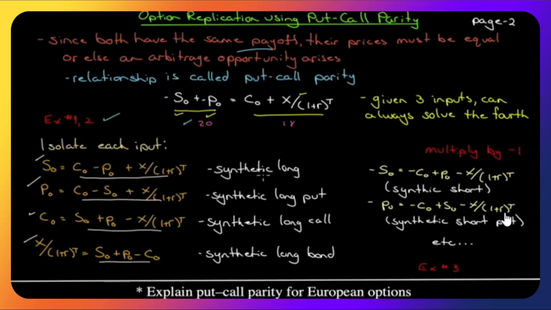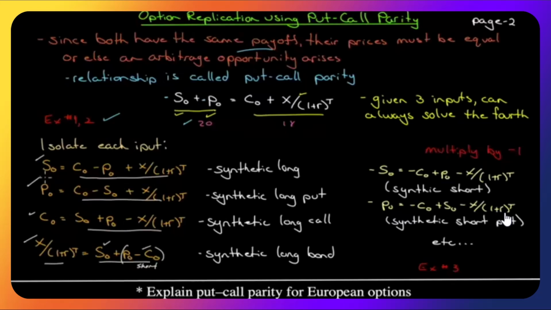This is called a synthetic long position. You're long the call, you're short the put. A synthetic long put is to be long the call and short the stock. A synthetic long call, you're long the stock, long the put. And a synthetic long bond, you are long the stock, long the put, and short the call. If you're long the put and short the call, that's called the synthetic short position. So you're long and you're short by the same thing. So that'll just equal the risk-free bond.